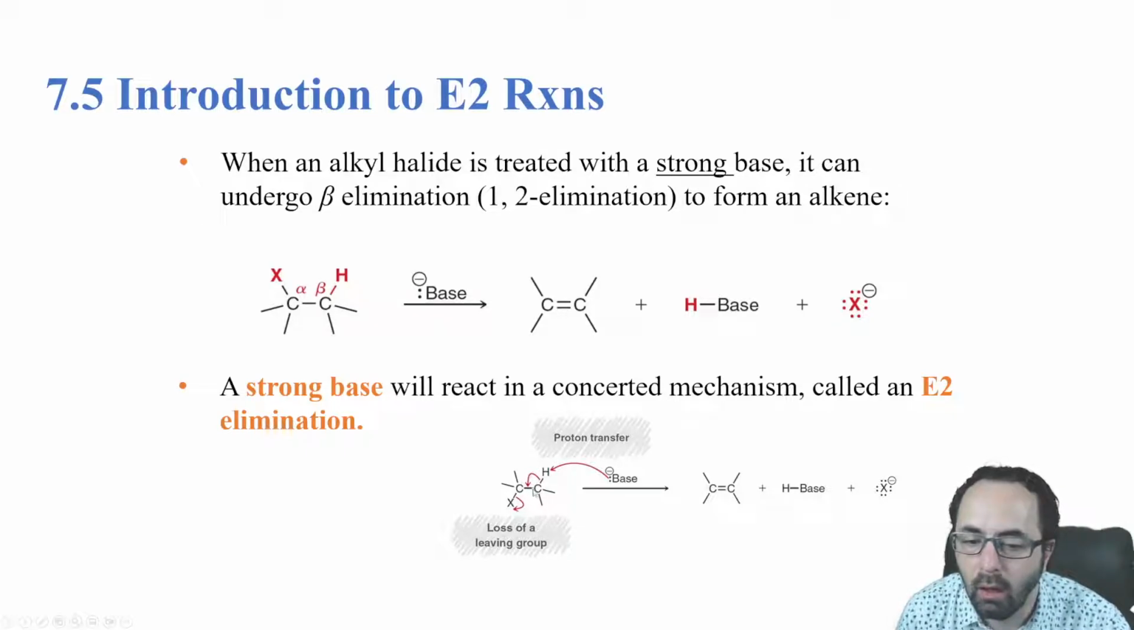Finally, in order to make a double bond here, we can't have a carbon with 5 bonds, so simultaneously the leaving group leaves as iodine. So the result is an alkene, a carbon-carbon double bond, and we also have the conjugate acid of the base and the halide leaving.